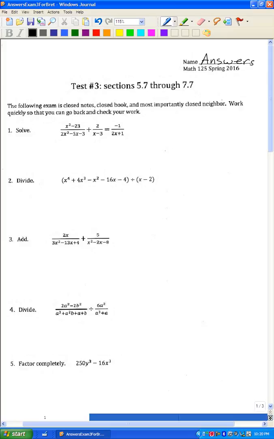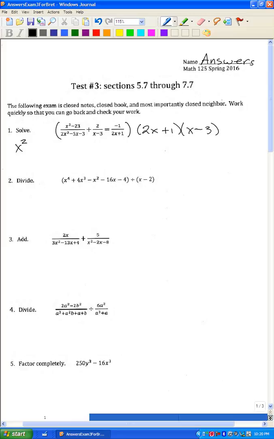I notice that 2x squared minus 5x minus 3 can be factored as 2x plus 1 times x minus 3. So I get here 2x squared minus 6x plus x is minus 5x minus 3. And so let me multiply both sides of my equation by that. If I do that, the 2x plus 1 times x minus 3 cancels with the 2x squared minus 5x minus 3.